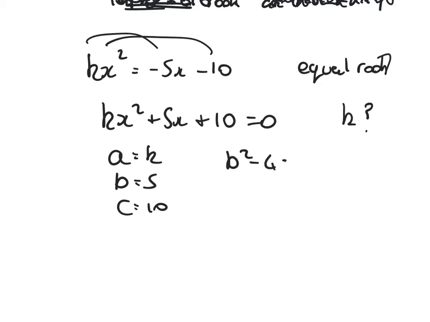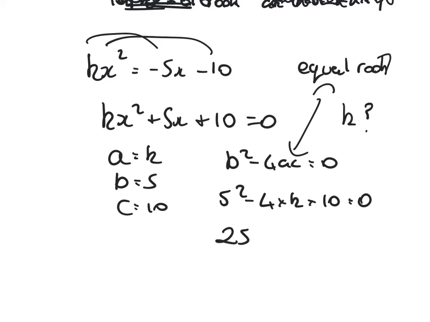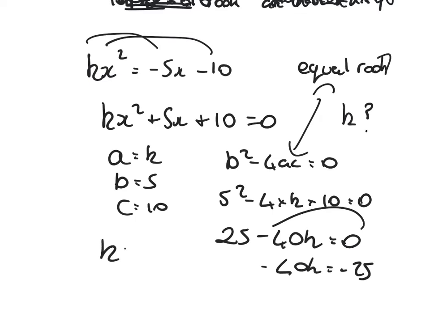It's then b squared minus 4ac is equal to 0 since we've got equal roots. It's then 5 squared minus 4 times k times 10 is equal to 0. That's 25 minus 40k is equal to 0. That'll be minus 40k is equal to minus 25. And then k is equal to minus 25 over minus 40. The two negatives cancel out and I can divide top and bottom by 5. And that will give me 5 over 8.